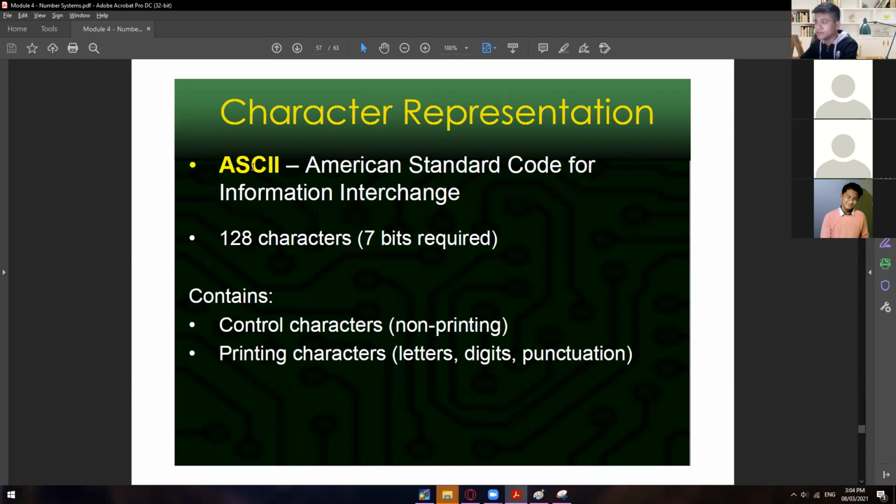And then here are the character representations, wherein just like what I mentioned in part 1, the last one is the ASCII code, or the American Standard Code for Information Interchange, wherein 7 bits give a total of 128 characters. Those contain non-printing and printing characters. Non-printing are the characters that we cannot print, since they are combinations of, let's say, letters or symbols or numbers. And printing characters are those represented by letters, digits, or punctuation.